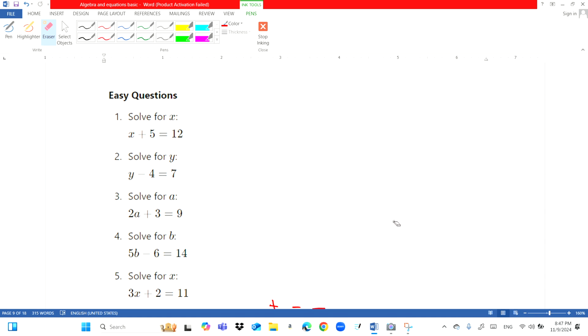Now let's try to solve all these problems. Let's talk about number one. We have x plus 5 equals 12. Now, if I have to solve this, first thing I'll write is x. This is a plus 5. When it goes to this side, it's going to be minus 5 according to our rule. So 12 minus 5, or x equals 7.